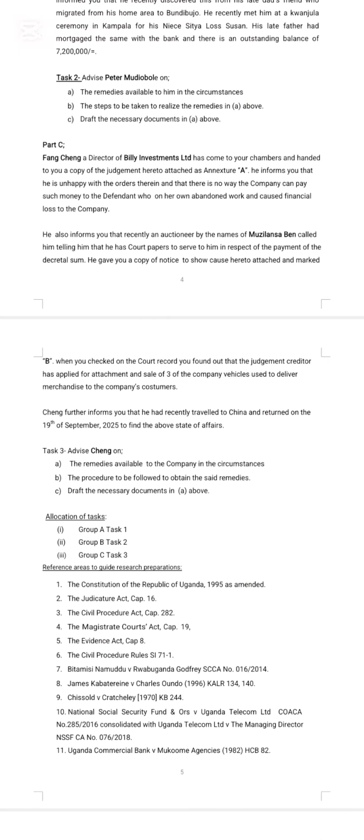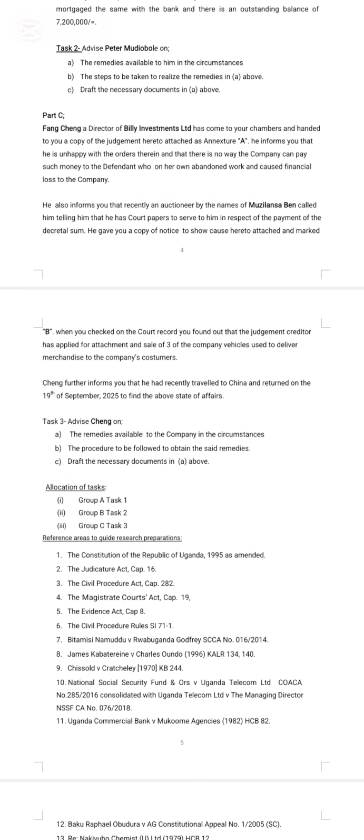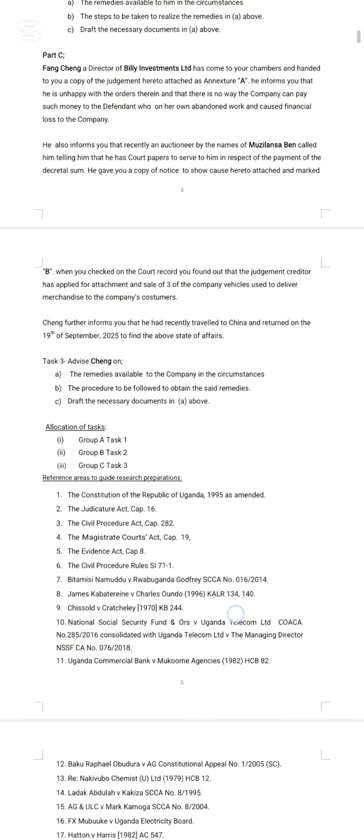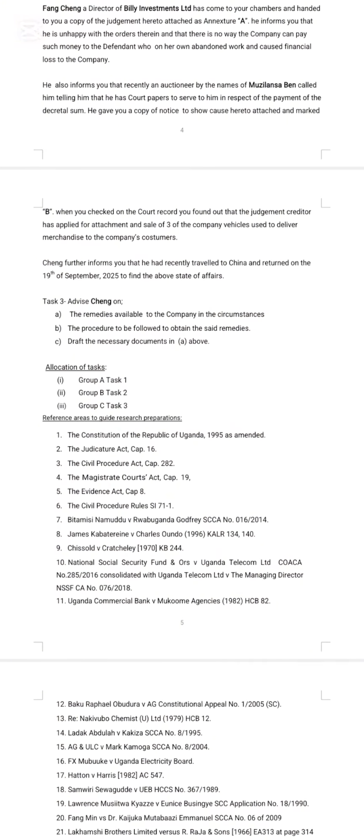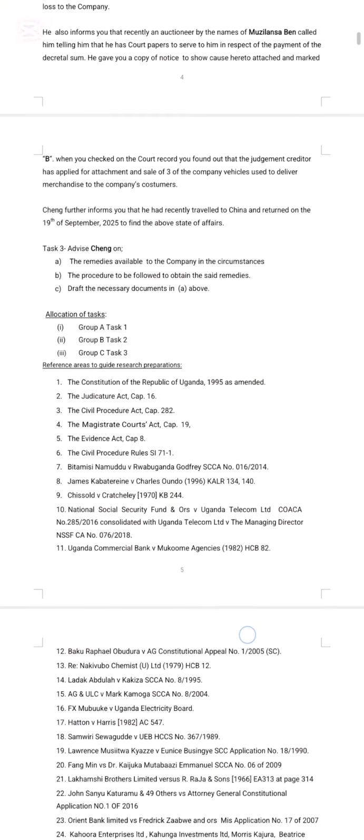Part C. Fang Cheng, the director of Bere Investments Limited, has come to your chambers and handed you a copy of a judgment here to attach as Annexure A. He informs you that he is unhappy with the orders therein, and there is no way the company can pay such money to the defendant, who on her own abandoned work and caused financial loss to the company. He also informs you that recently an auctioneer by the names of Muzirana Ben called him, telling him that he has court papers to serve him in respect of payment of the decretal sum. He gave you a copy of a notice to show cause, attached and marked B.